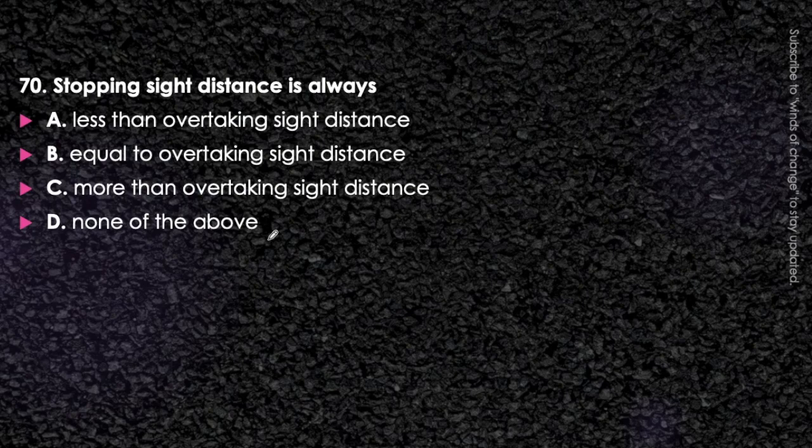While in the overtaking operation, first of all there will be reaction in which he has to visualize whether he has to overtake or not, and then there are three distances in total which will come into the picture. First of all, the distance of the reaction, secondly the distance that is traveled in the operation of overtaking, and third the distance which is traveled by the vehicle coming from the opposite direction. So obviously the value of the overtaking sight distance will be more than the stopping sight distance. So which one will be the correct answer? Stopping sight distance is always less than the overtaking sight distance. Okay, so option A will be the correct answer.